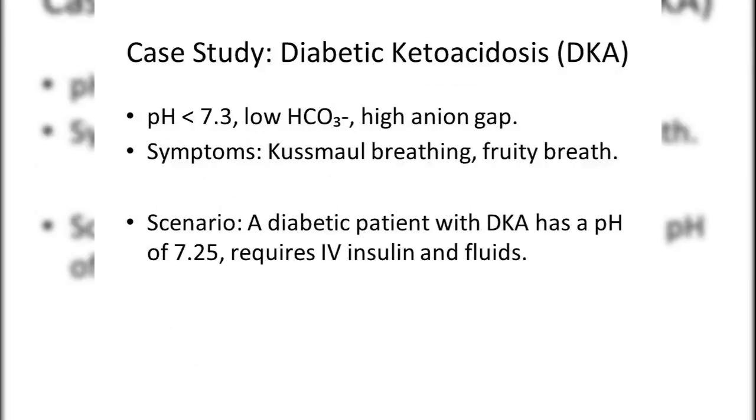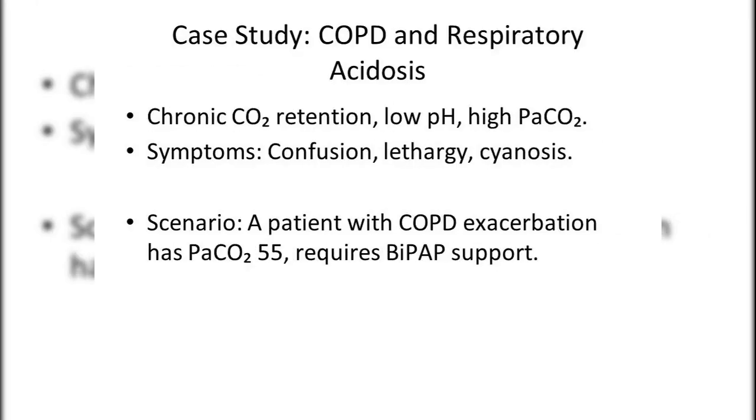In diabetic ketoacidosis, the pH is less than 7.3, HCO₃ is low, and there is a high anion gap. Symptoms include rapid breathing and fruity breath. A diabetic patient with DKA might have a pH of 7.25 and require IV insulin and fluids. Chronic CO2 retention in conditions like COPD can lead to respiratory acidosis, characterized by low pH and high HCO₂. Symptoms include confusion, lethargy, and cyanosis. A patient with a COPD exacerbation might have a HCO₂ of 55 and require BIPAP support.